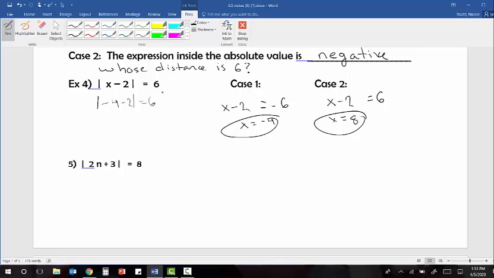well, let's see, -4 minus 2 is -6. And think if that's true for a minute. The distance to -6 is 6. Yep, that makes sense. Same thing with 8. If I put 8 in for x, 8 minus 2 is definitely 6, so that works.